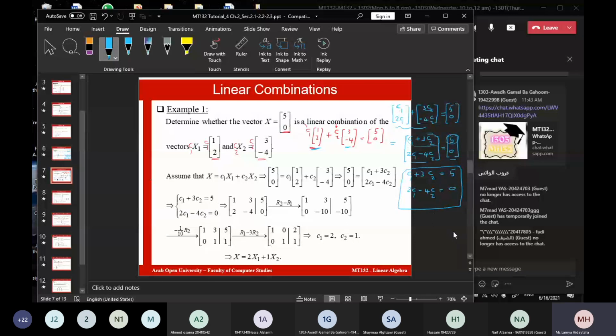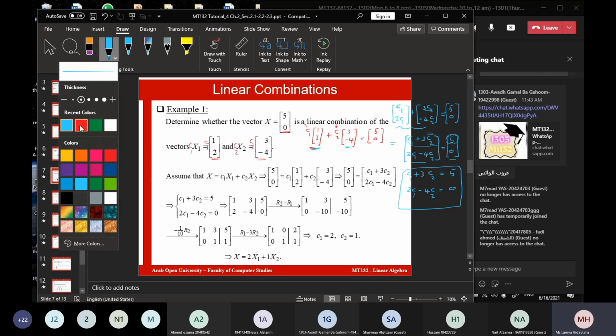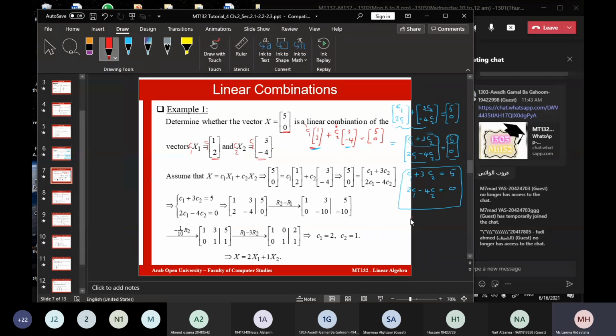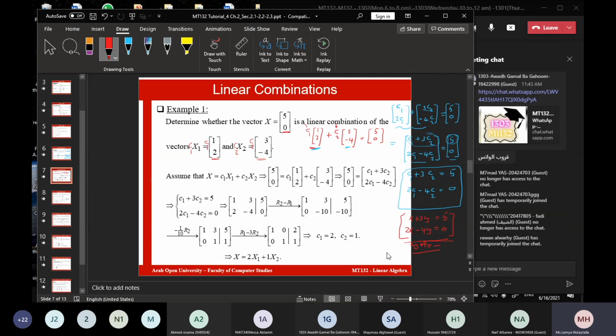Now tell me, what does this remind you of? What if I put for you here x plus 3y is equal to 5, and 2x minus 4y is equal to 0? What is this? Isn't it a system of linear equations? It is a system of linear equations, right? Yes.